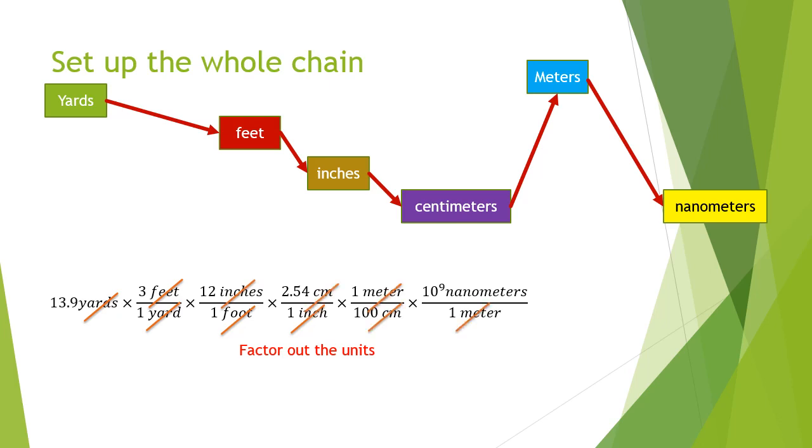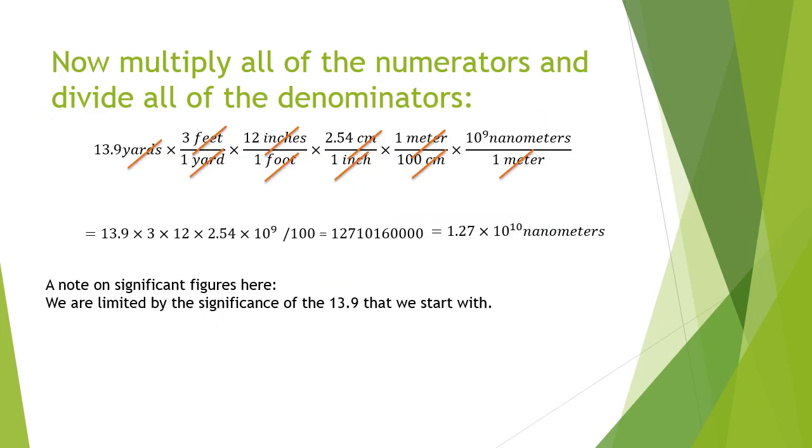left with nanometers. Now, all you have to do is multiply all of the numerators and then divide all of the denominators. So we get 13.9 times 3 times 12 times 2.54 times 1 times 10 to the 9th divided by 1 divided by 1 divided by 1 divided by 100 divided by 1.